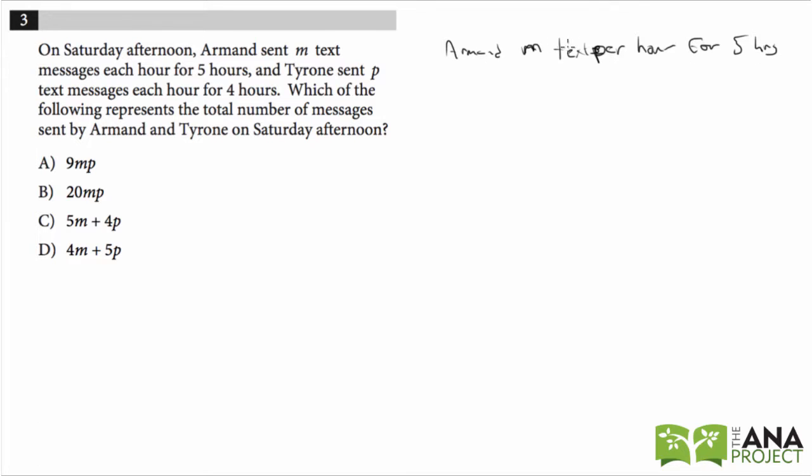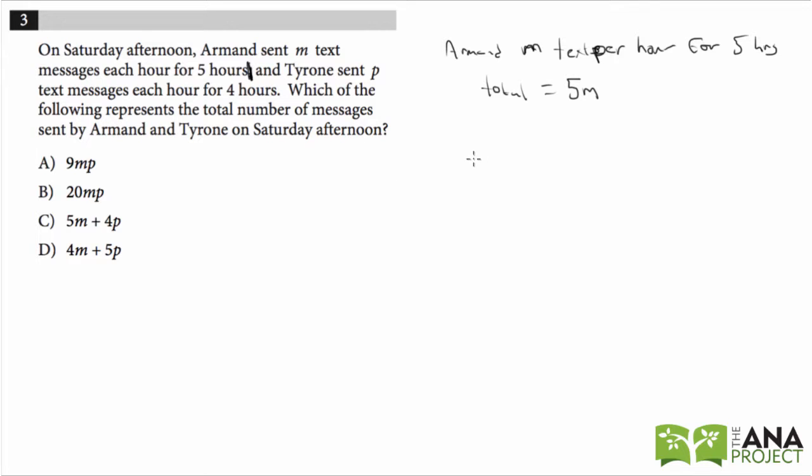If Armin sent M texts per hour for 5 hours, let's say Armin sent one text per hour for 5 hours. He sent a total of 1 times 5 texts, 5 texts the whole time. If M is 2 texts per hour for 5 hours, he sent a total of 10 texts. So if it's M texts per hour for 5 hours, he sent a total of 5 times M texts. So we stopped here. Now let's keep reading.